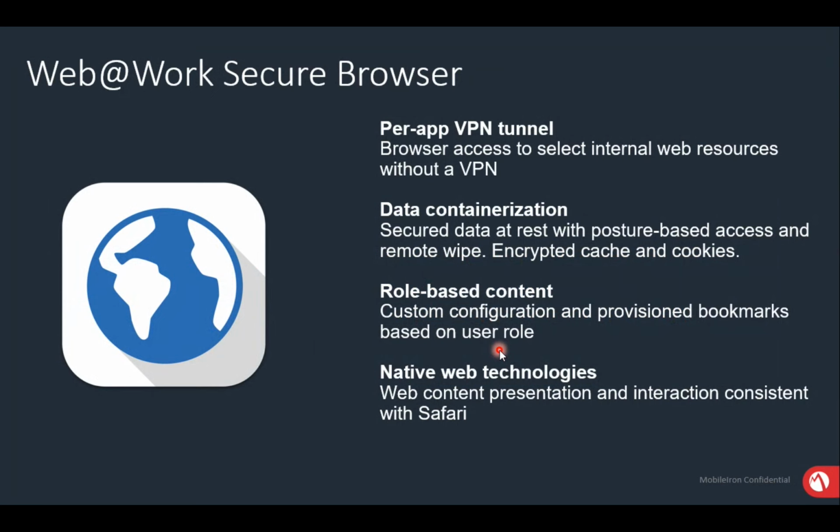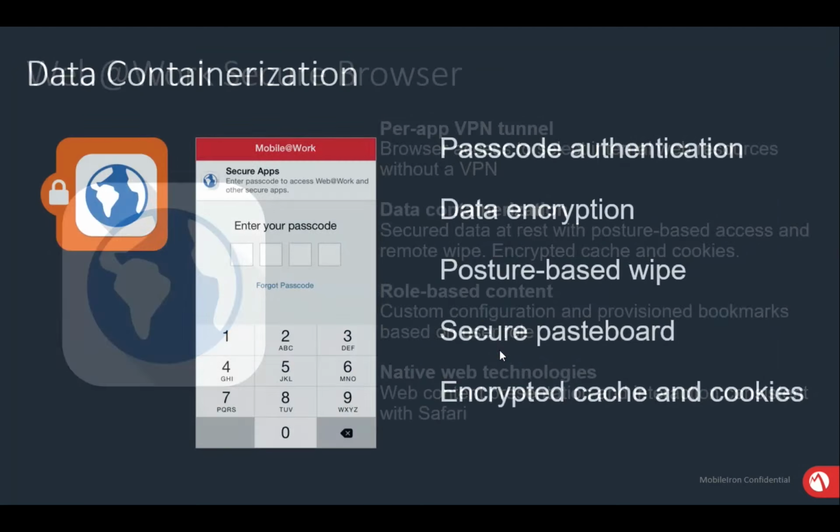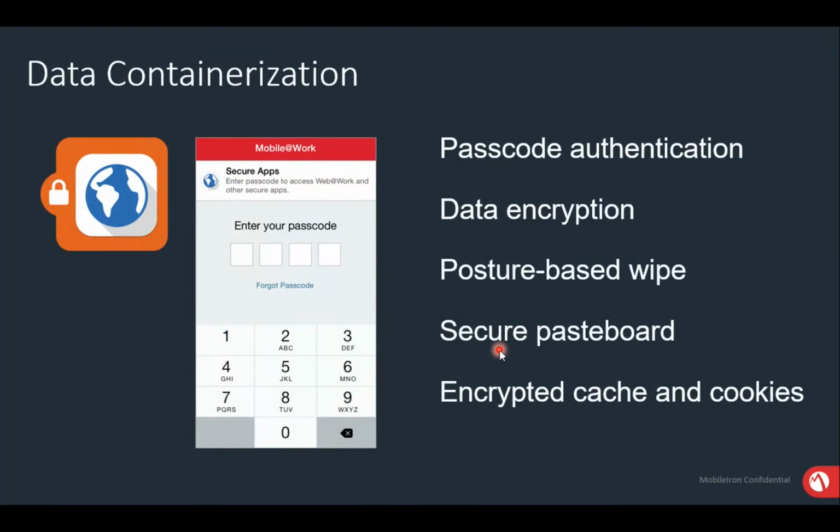So when that particular website is open, automatically that VPN will be triggered, and the connection to the backend server will be using that particular VPN configuration, and you can have the data containerization. Like I said, it's an AppConnect-enabled app, so you'll have the DLP features enabled, and it supports all native web technologies, like all other AppConnect apps.